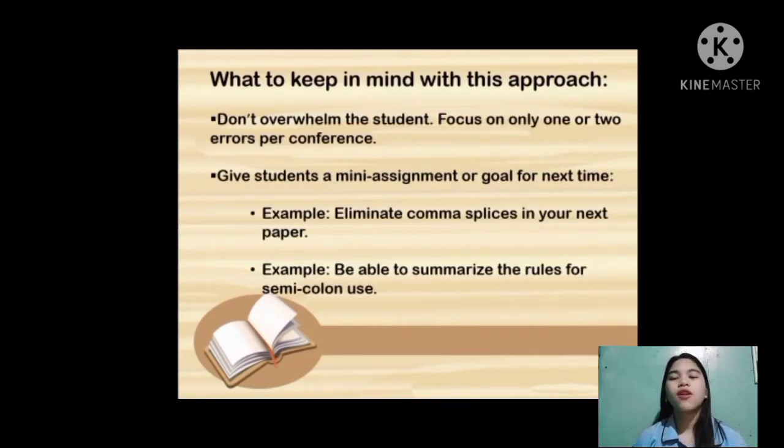Don't overwhelm the students. Focus on only one or two errors per conference. Give students a mini assignment or goal for next time. For example, eliminate comma splices in your next paper or be able to summarize the rules for semicolon use. It's important to have the students set a goal or give the students a task for the next time so that what they learn in the conference carries through to their writing. You might have them focus on eliminating a particular error in their next essay or have them be able to summarize the rules for a particular concept the next time you meet.